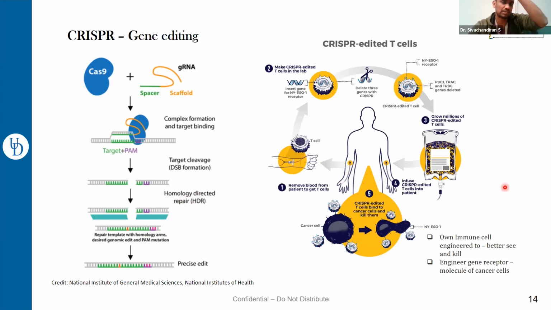And in 2019, in the US, NIH first used CRISPR to edit a patient's own immune cells, the T cells. What they did is engineer the T cell so it can better see and kill the cancer cell. They engineered a receptor signal, and the engineered T cell was grown in vitro, reintroduced to the patient, and it can fight the cancer.